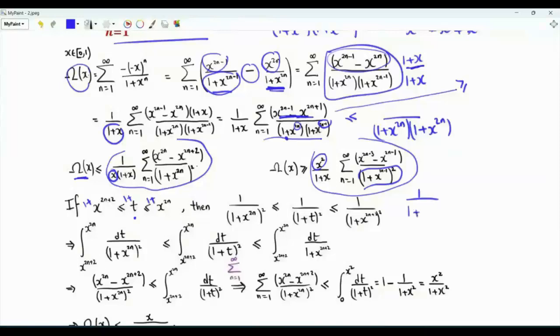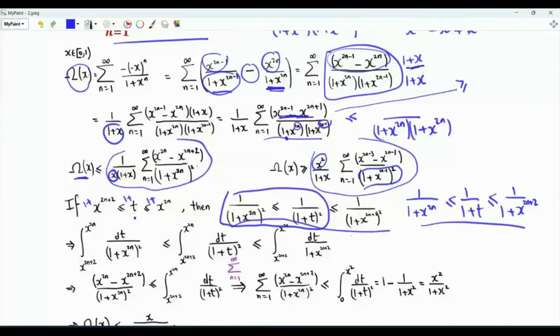We will get that 1 over 1 plus x to the 2n is less than or equal to 1 over 1 plus t, which is less than or equal to 1 over 1 plus x to the power 2n plus 2. Square all sides. Now we integrate all sides from x to the 2n plus 2 to x to the 2n. Let's focus on this part here. We have the integral over t from x to the 2n plus 2 to x to the 2n of 1 over 1 plus t all squared. This side is not a function of t. When we integrate, we get this same quantity multiplied by the difference between the upper and lower limits of integration, x to the 2n minus x to the 2n plus 2.